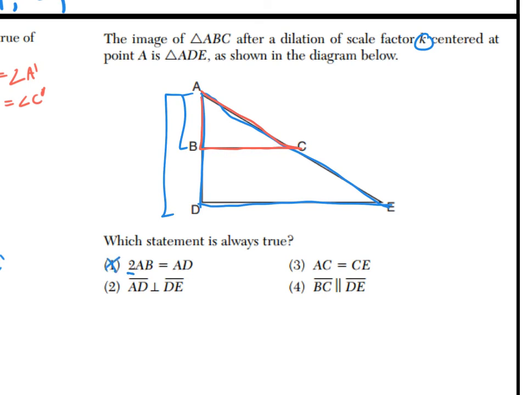The next one says that AD is perpendicular to DE. Now, that would be true if we know that AB is perpendicular to BC because the angle measure is preserved, but it never tells us that it's 90. It never says that. You can't assume it. So get that out of there. The next one says AC is congruent to CE. I don't know what that's about. And then the last one says BC is parallel to DE. And that we know is the answer. Because remember, dilations always create parallel lines because it preserves the slope. So BC and DE will be parallel to each other. Remember, dilations always make parallel lines.